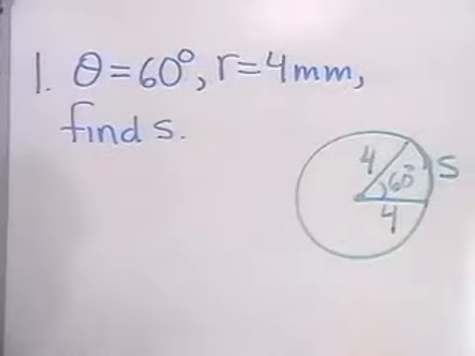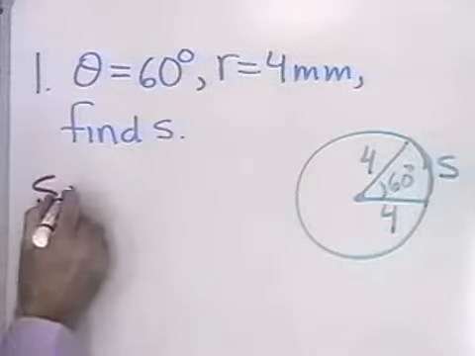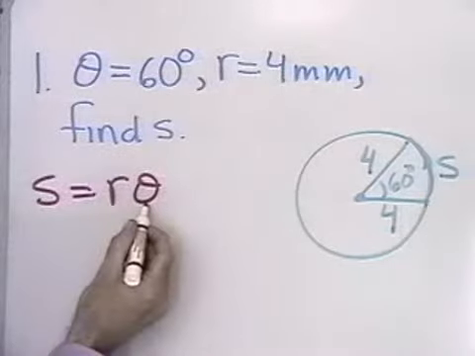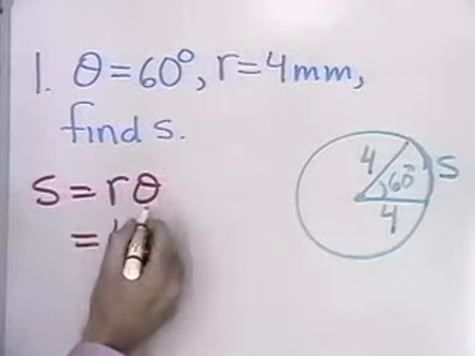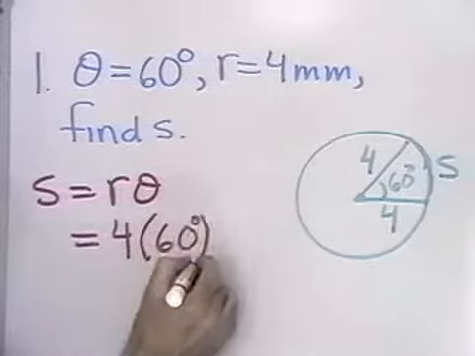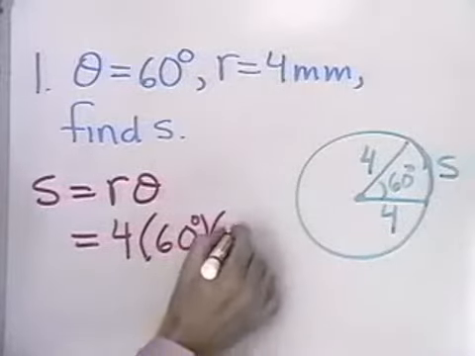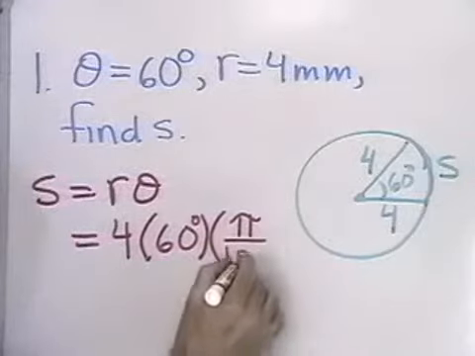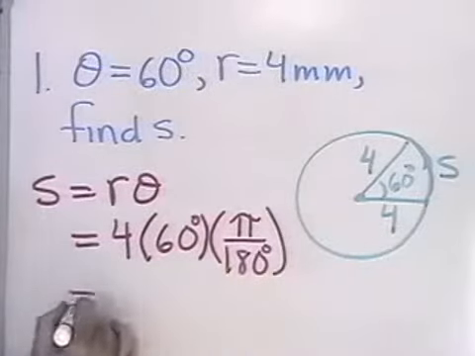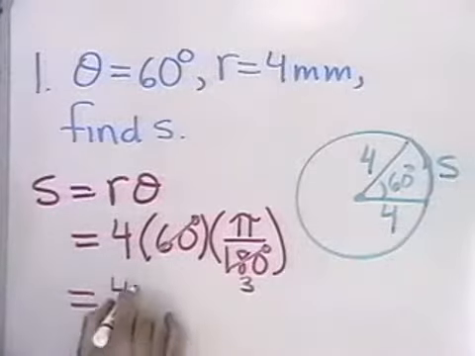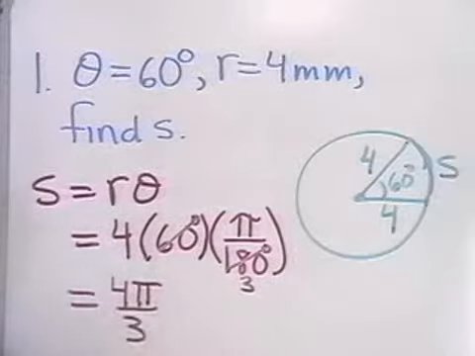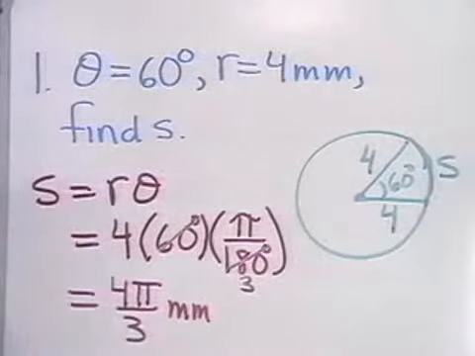Well, I know my formula for arc length tells me that s is equal to r times theta as long as theta is written in radians. So let's put in r, that's 4 millimeters, times theta, which is 60 degrees, and then I'll just convert 60 degrees into radians by multiplying by pi over 180 degrees. So what I end up with here, let's see, I'll divide 60 into 180, that goes 3 times, 4 pi over 3, and the units will be millimeters.